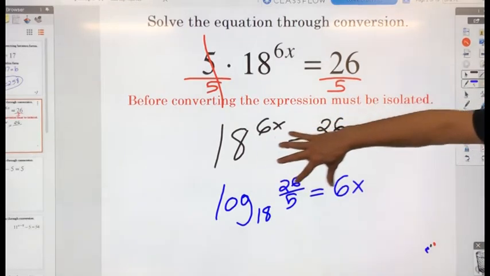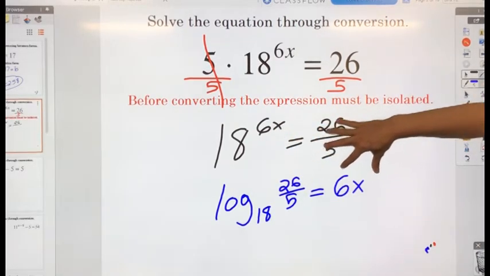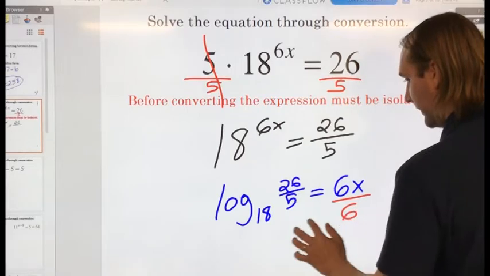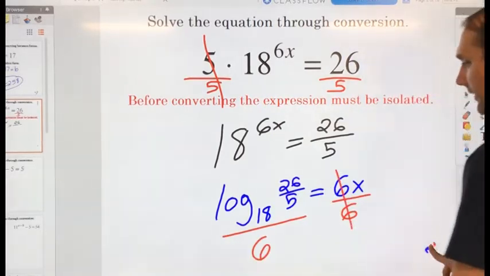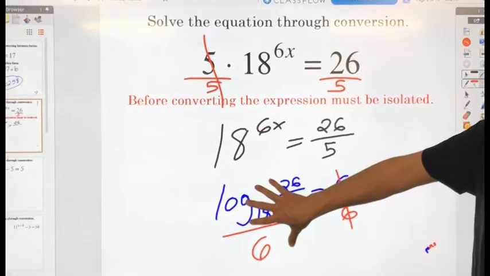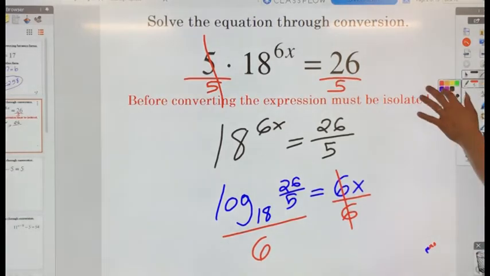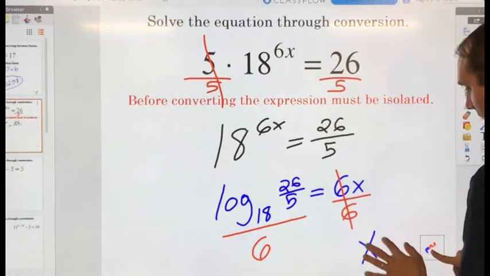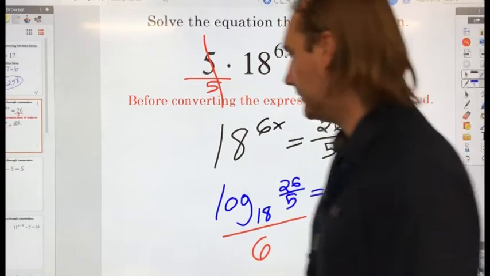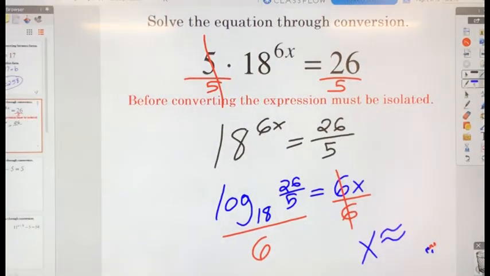So now this is a lot easier equation to solve, because all I have left to do is get rid of that 6 being multiplied, and the opposite of multiplied is divided by 6. The whole thing. So if I want to keep it in its exact form, because it's going to be a crazy decimal, this would be it. But again, that doesn't make much sense in terms of usable numbers, so let's estimate its decimal value. So log base 18 of 26 over 5, divided by 6.